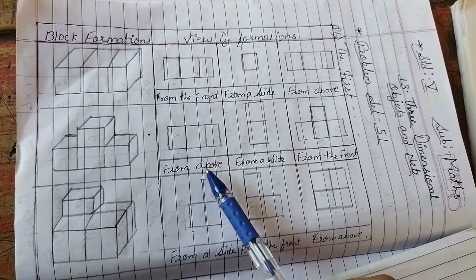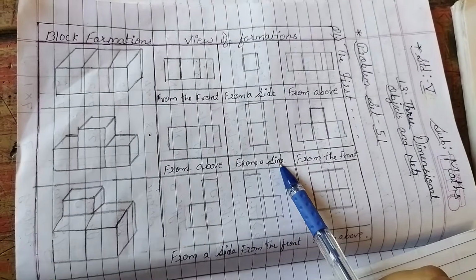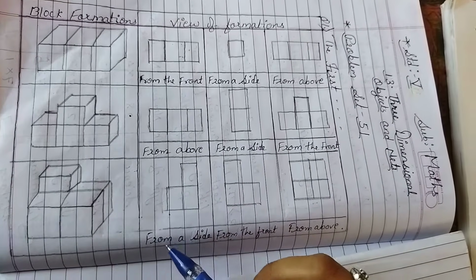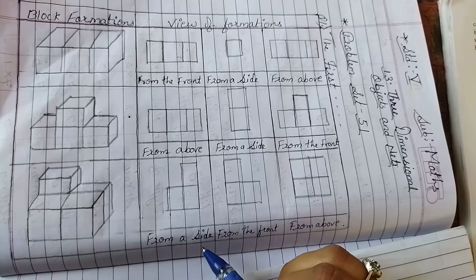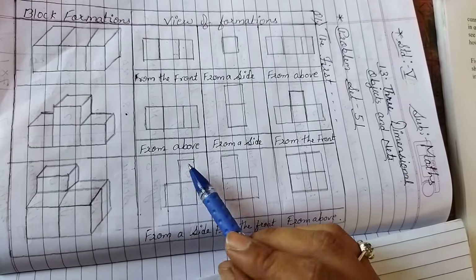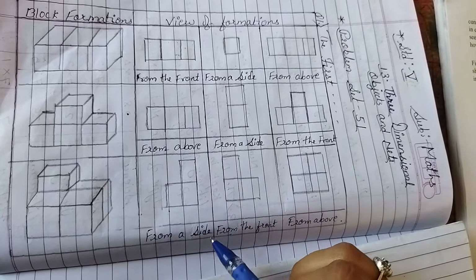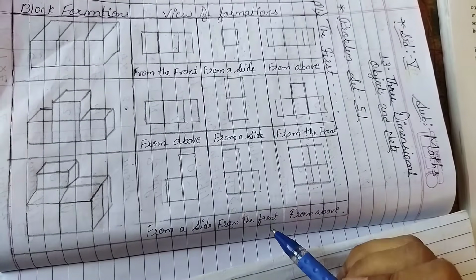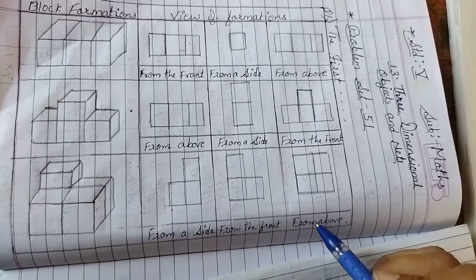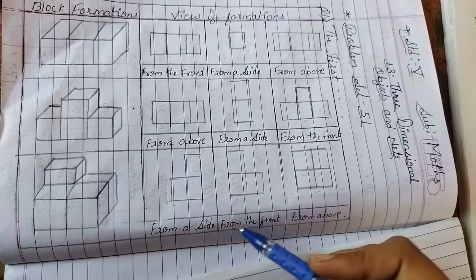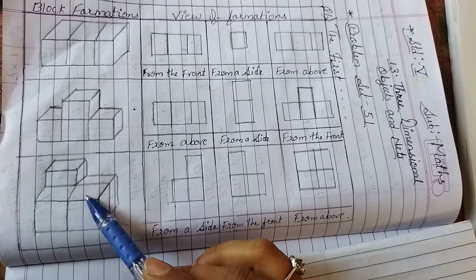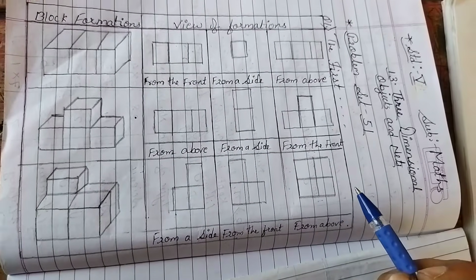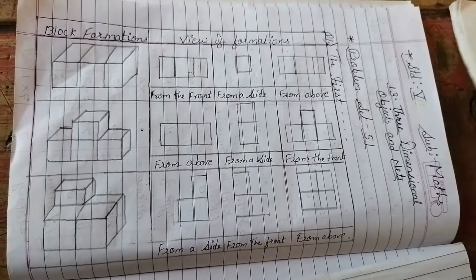Same way here also, from above this way, from a side and from front. For the third figure also you have to do the same thing. From a side you are able to see 3 boxes, and from the front you are able to see 1, 2, 3 blocks, and from above, that means from the top, you are able to see 1, 2, 3, 4 blocks. Same way we will see question number 2.